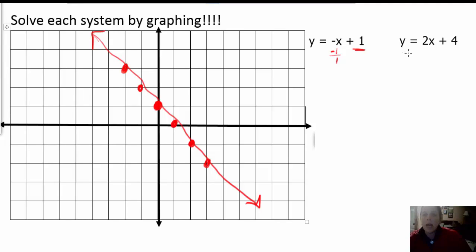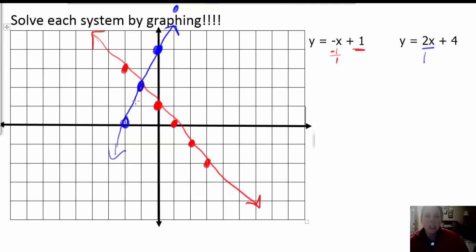Okay, our next one, y equals 2x plus 4. So now we're going to graph this on the same coordinate plane. So our y-intercept is 4 up here. And our slope is +2 over +1. Now if we go up 2 over 1, that's not going to help us any going up higher because we have to know where it crosses. So down 2 over 1, down 2 over 1. Okay, you still need to have at least 3 points on that line. Draw all the way through with arrows.